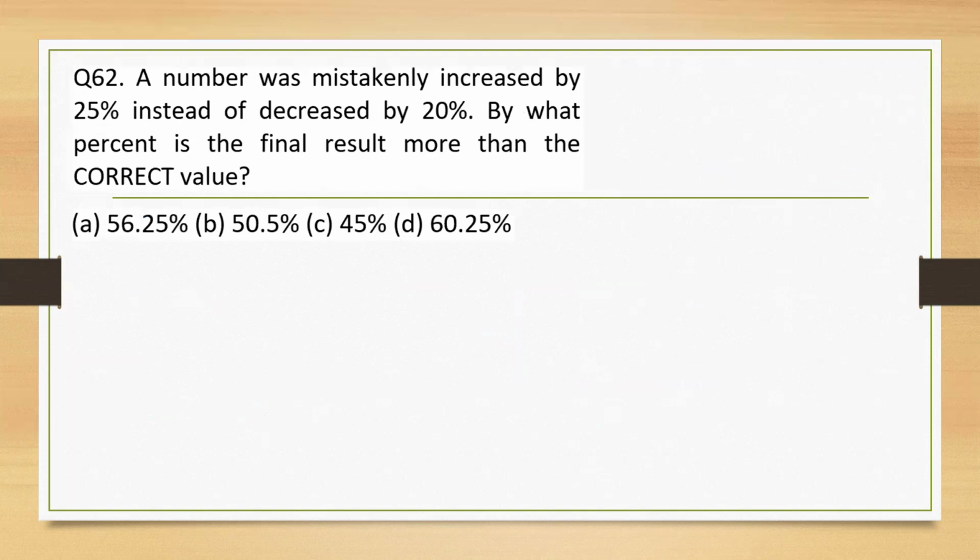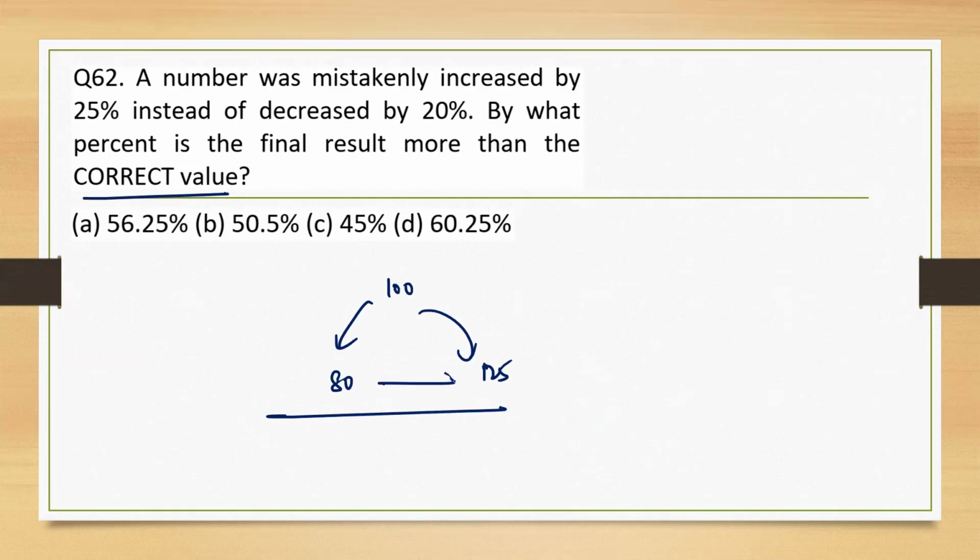The number is mistakenly increased by 25% instead of decreased by 20%. Assume that the number is 100. You are supposed to decrease it by 20, but you are increasing it by 25%, which is 125. So the result is how much more than the correct value? The correct value is actually 80. The result is 125. How much more is it?